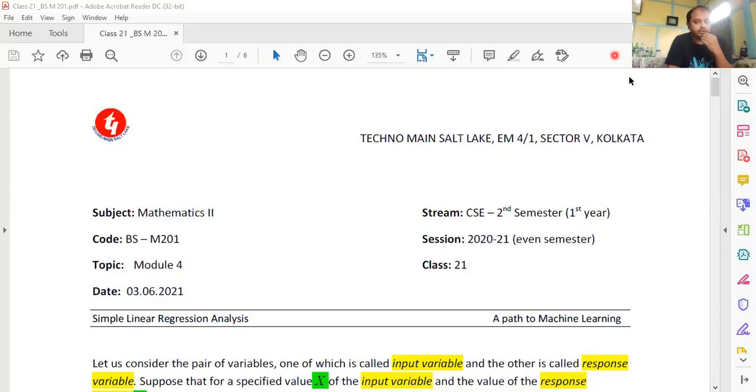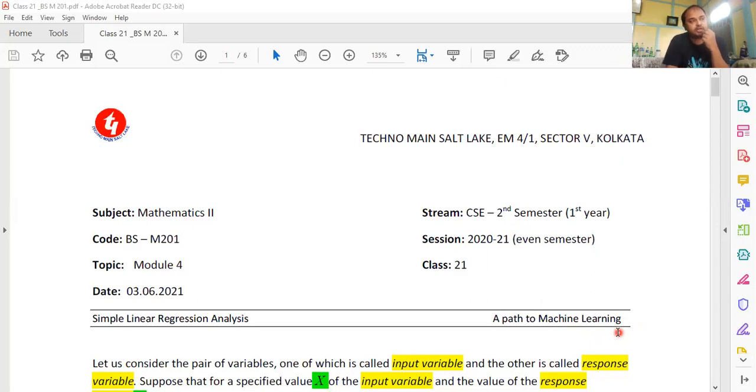Okay, good morning. Today I'm going to start a new topic, which is called simple linear regression analysis. And as you can see on the rightmost part of this page, I have written a path to machine learning. Now, probably after seeing this word, you are getting very excited that I'm going to talk about machine learning over here, but no, it is not.